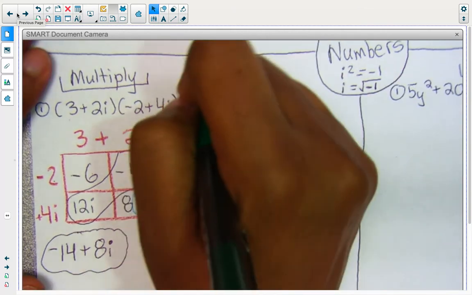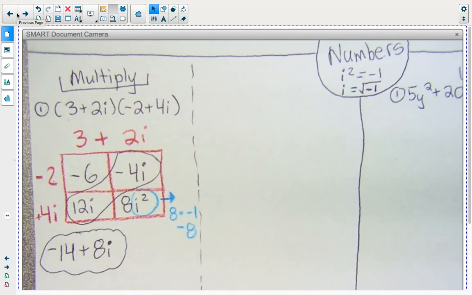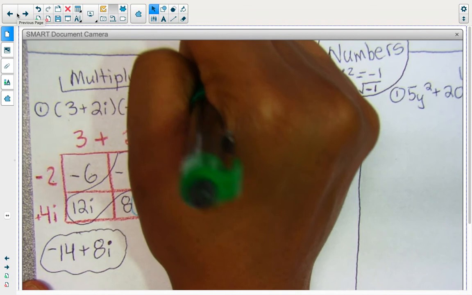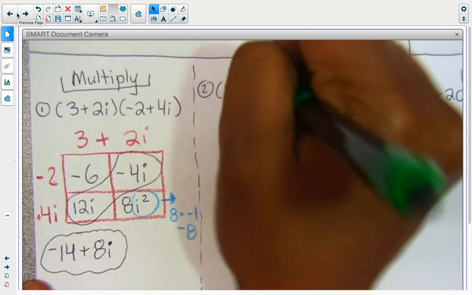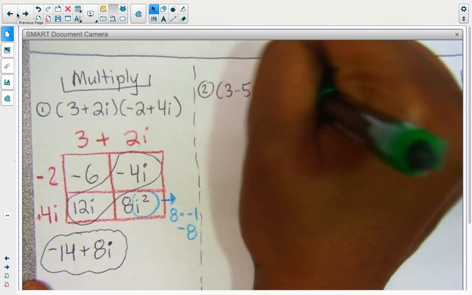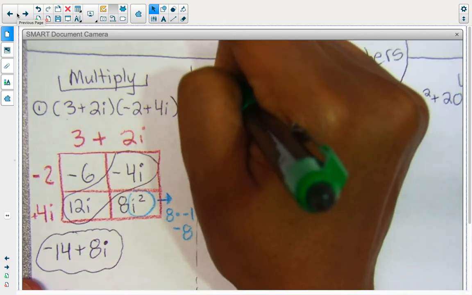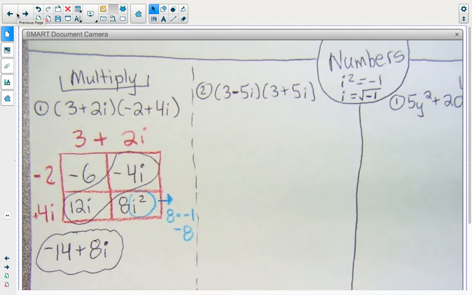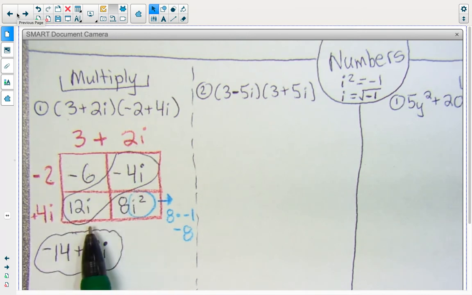Now I'm going to do another example in this same space. So hopefully you left room to do another one. This time we're going to multiply 3 minus 5i times 3 plus 5i. So distributive property or box method, whatever helps you out. Since I did box method over here, and I know a few of you like to do distributive property, I'm going to do distributive property for this one.